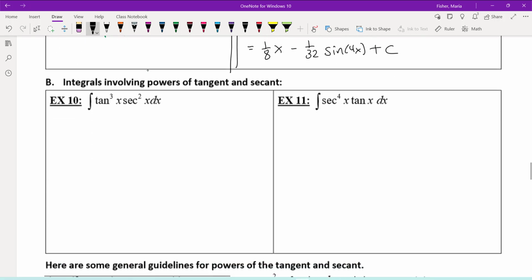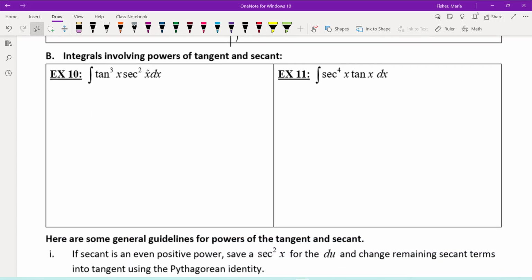Now let's look at integrals involving powers of the tangent and the secant. Now I'm only going to do tangent and secant. Please note that cotangent and cosecant follow the exact same pattern. The only difference is that their derivatives would be negative.